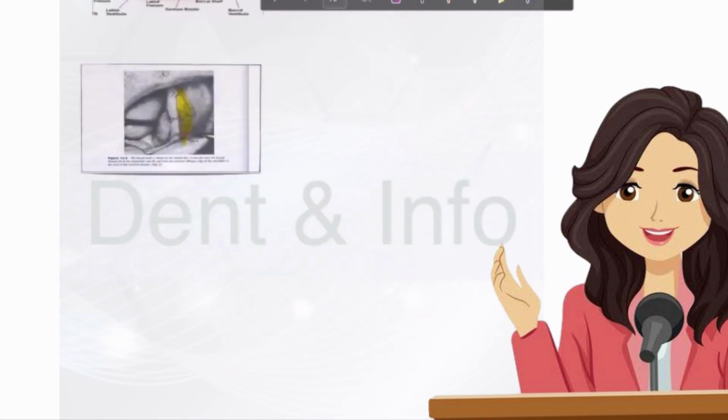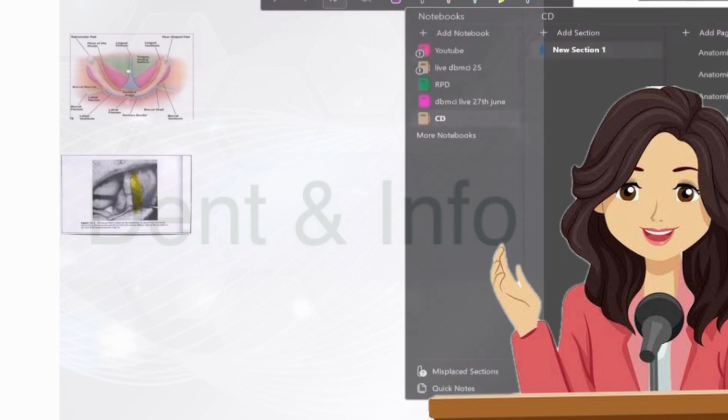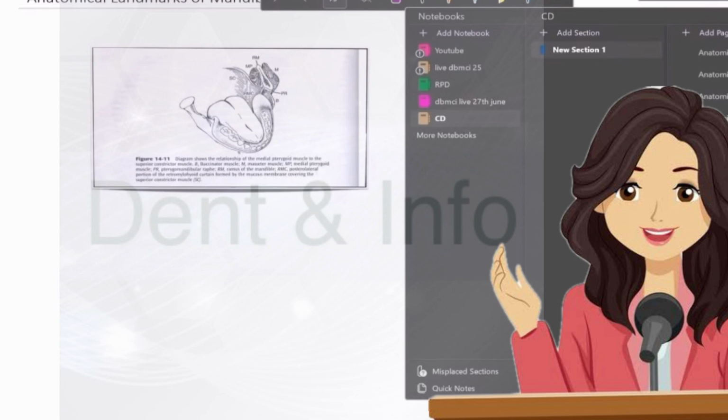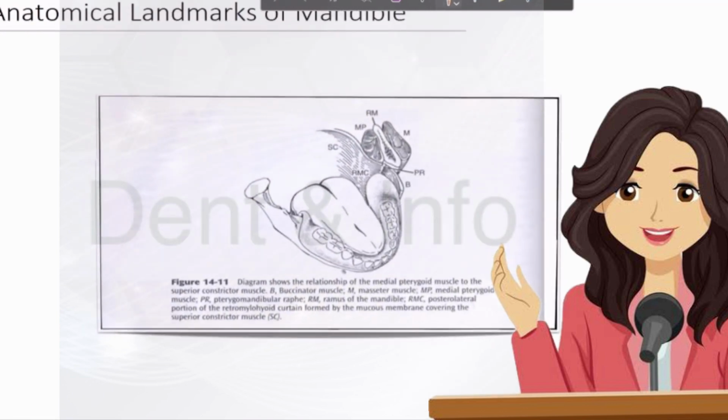This photo is again from Boucher's only that we have taken up. And another important thing that I'm discussing is this particular image. It is a very important image from your Boucher's to understand the three-dimensional placement of muscles and ligaments which are present. So let us try to understand that.